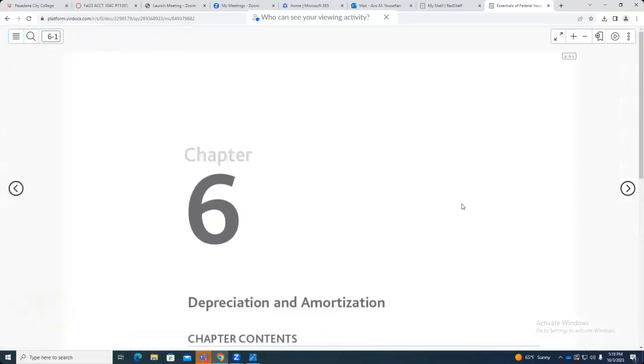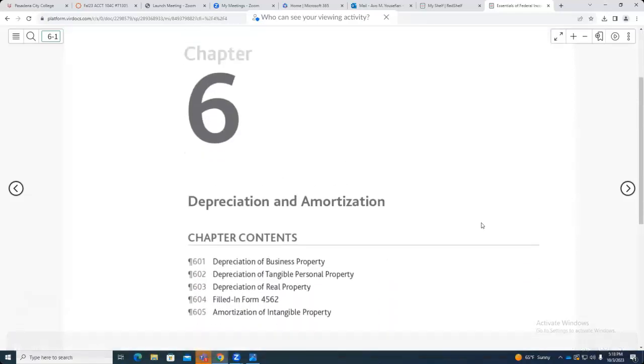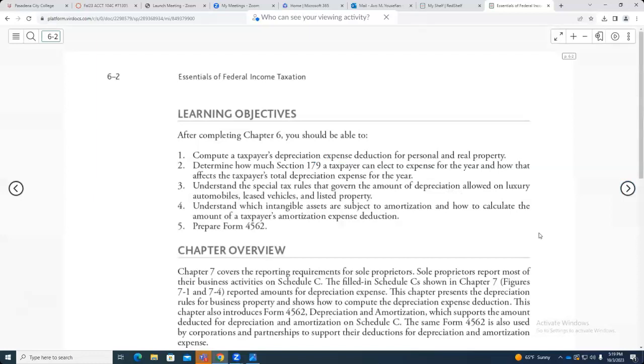Okay, so welcome back to chapter 6, which is about depreciation and amortization. In chapter 6, we will look at depreciation of business property, depreciation of tangible personal property, depreciation of real property, and filling some forms and amortization of intangible property. So we have a lot of depreciation and amortization involved, which is kind of common in a business, specifically if you have a client doing sole independent contractor work and filing Schedule C, they might have some properties that they need to depreciate.